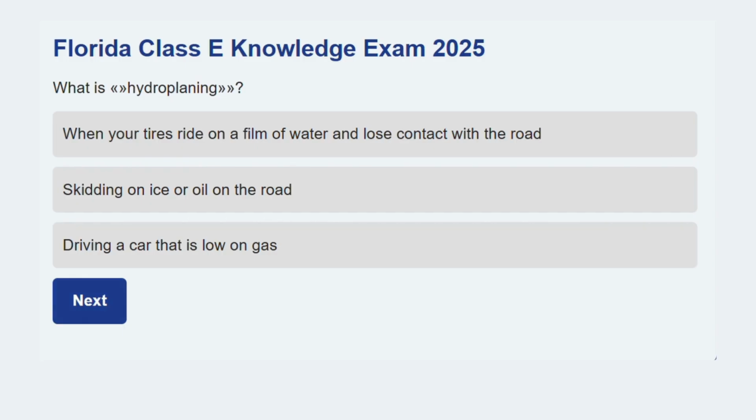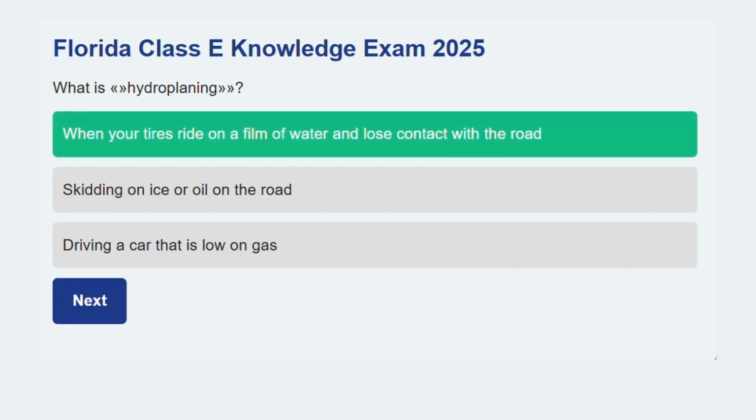Next question up. What is hydroplaning? When your tires ride on a film of water and lose contact with the road. Hydroplaning is the loss of traction caused by water pressure under the tires.